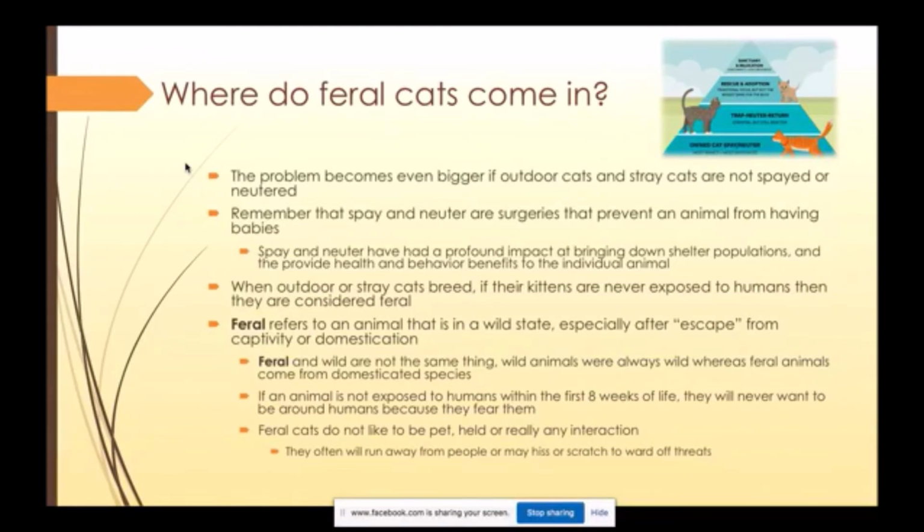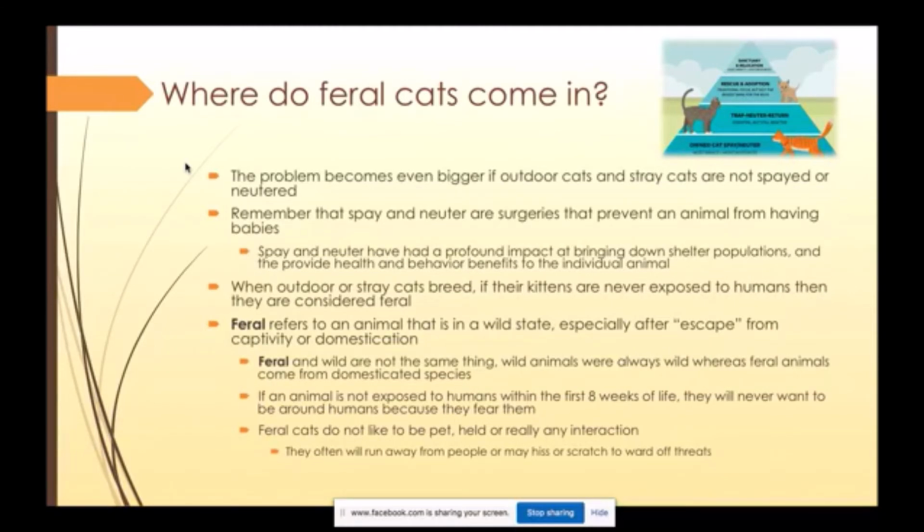were never around people, and it has to be within the first 8 weeks of life, or else they will never want people to come near them. They can't go into a home with a family, they can't be put into a shelter for adoption. Really, they don't want anything to do with people. Some might even defend themselves because they see people as a threat. Yeah, they may scratch or hiss to ward off threats.